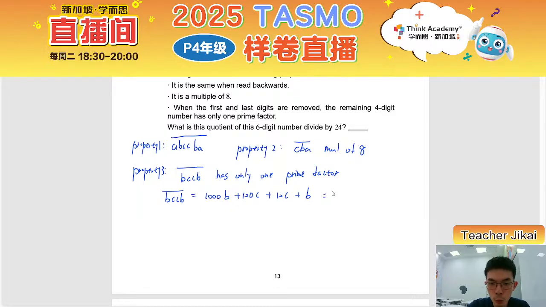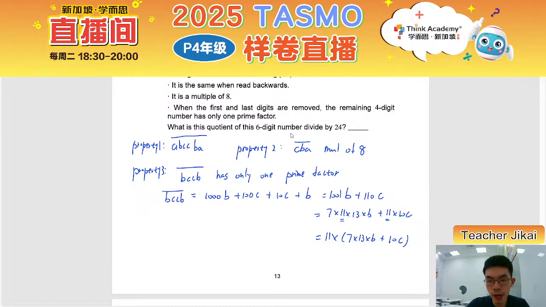So we know it is 1001B plus 110C. Here, 1001 is 7 times 11 times 13, right? So here, 7 times 11 times 13B, and 110 is 11 times 10C, right? Among these, do we have one prime number which appears in both terms? Yes, we have 11 here. So we can extract the 11 out. So it is 11 times (7 times 13 times B plus 10C), right?